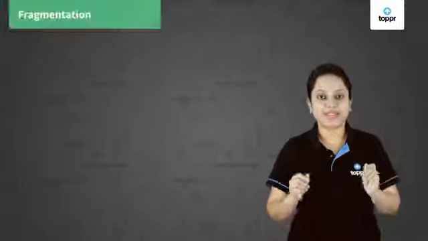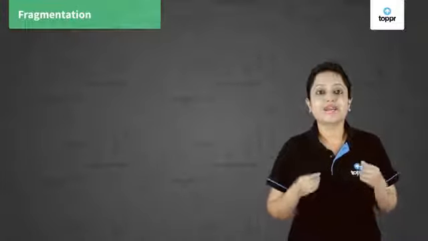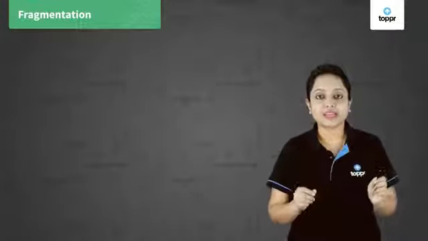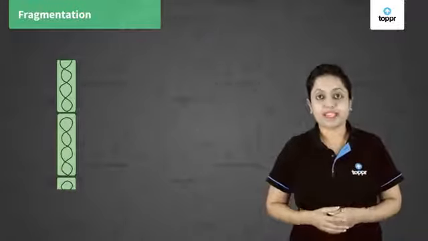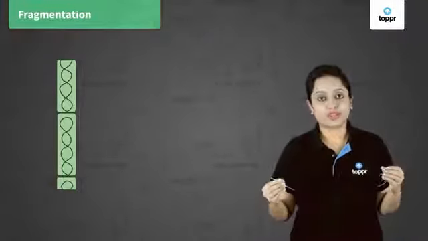Next method of asexual reproduction is fragmentation. It is mainly present in multicellular organisms with simple body organization. For example, in Spirogyra. It is a green algae. It has a filamentous structure.